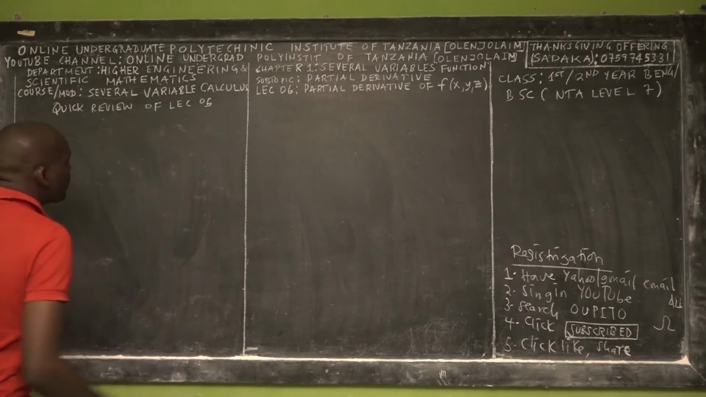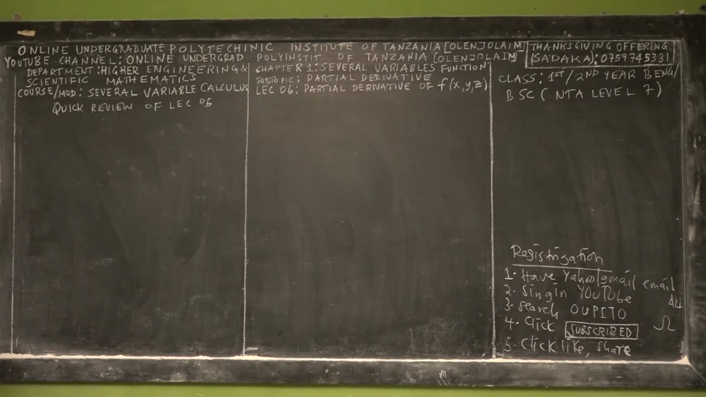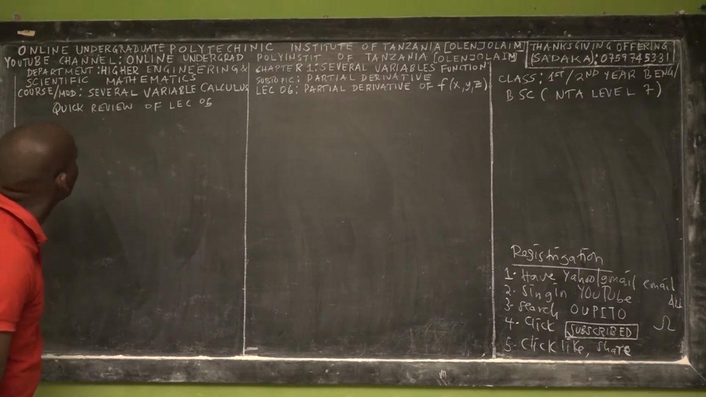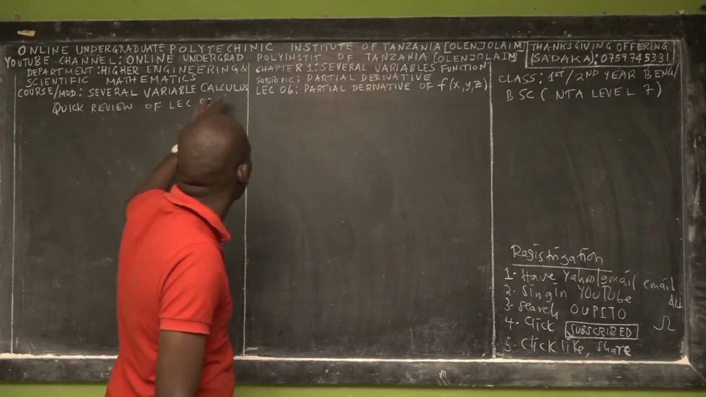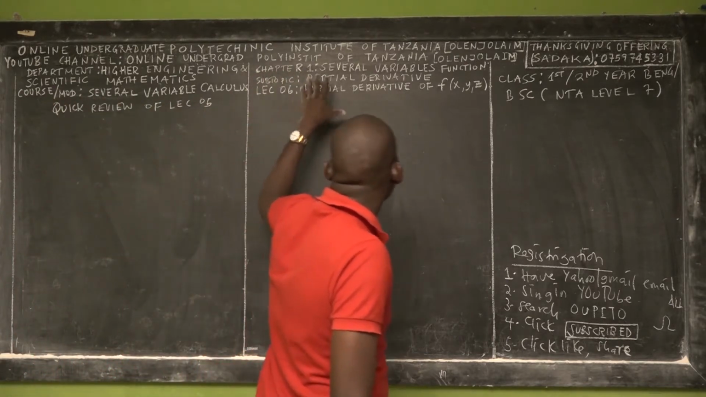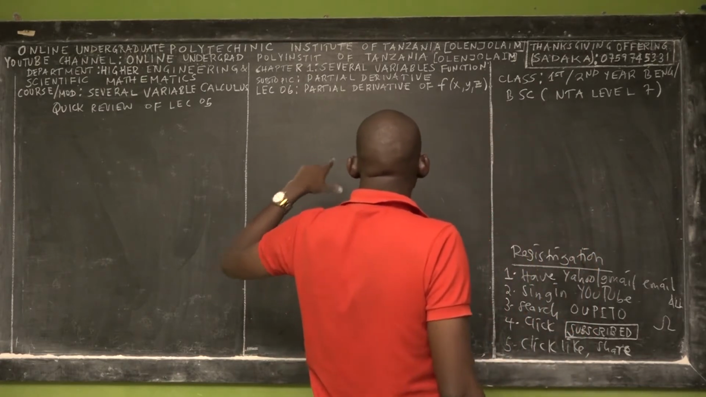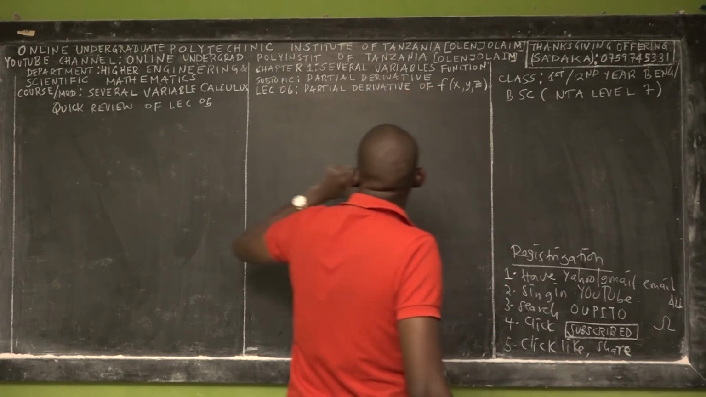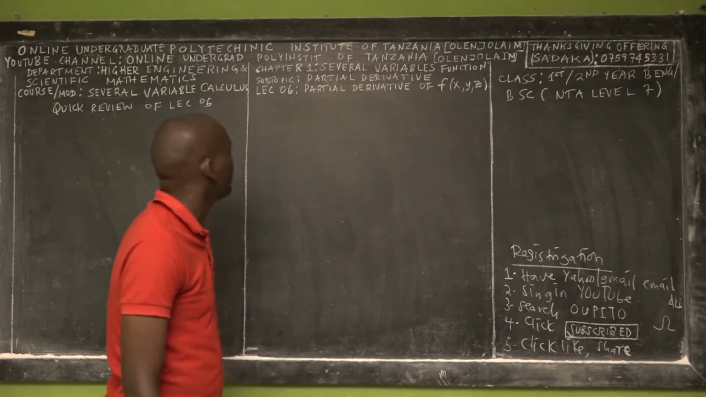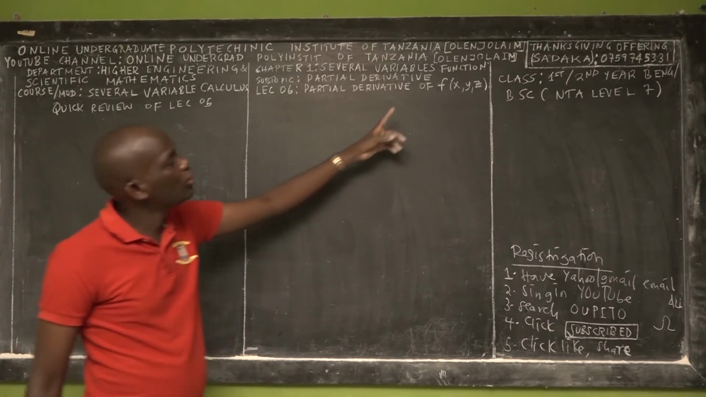So after doing all of those steps, let us go into today's lecture, which is lecture 6. We are in the Department of Engineering and Scientific Mathematics. The course of the day, or module, is called Several Variables Calculus. We are in chapter 1, functions of several variables. The subtopic is partial derivatives, and in lecture 6 we cover partial derivatives of f(x, y, z).